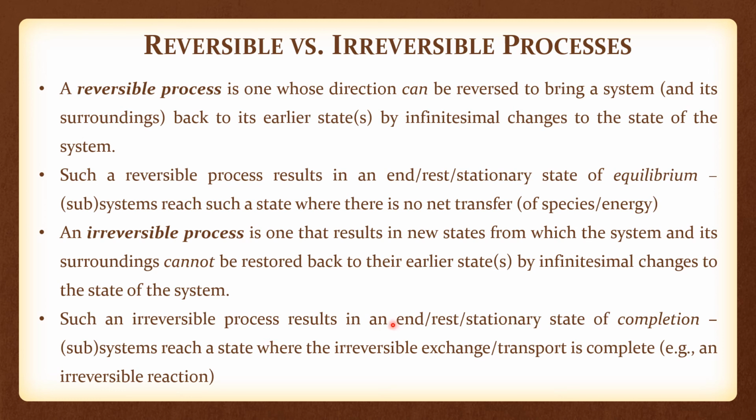So such an irreversible process typically ends in a rest state of completion. Subsystems reach a state where irreversible energy exchange and transport is complete. Now, for example, you have an irreversible reaction into a completely new state, right? You take, for example, hydrochloric acid and sodium hydroxide, and you mix them together. You do the titration. You have formed sodium chloride and water, and that's an irreversible end state. You cannot retrieve back HCl and NaOH through changing the process.